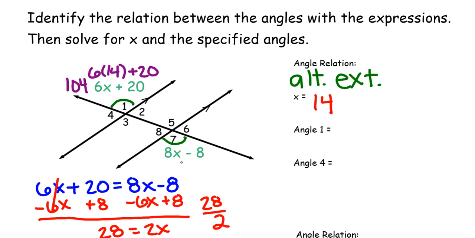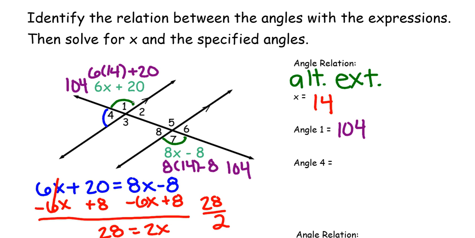Now, if you'd like to check your answers, if you plug 14 into this expression, it should also give you 104. So we'll just double check this really quick. 8 times 14 minus 8 equals 104. All right, now be careful of what angle they're actually asking for. It's asking for angle 1, but it's not asking for angle 7, which I just solved for. It's asking for angle 4.